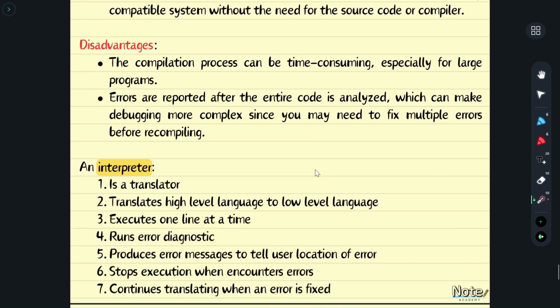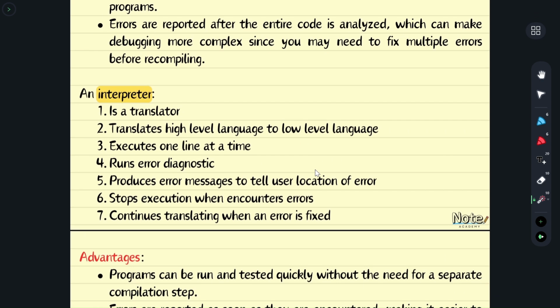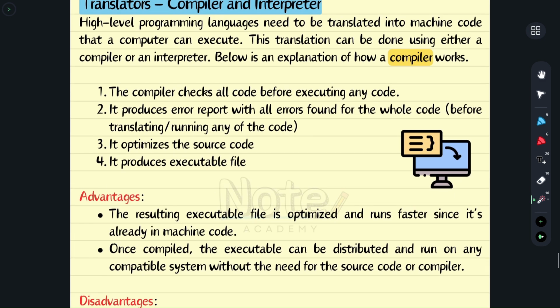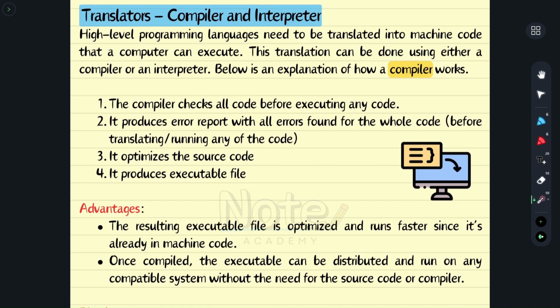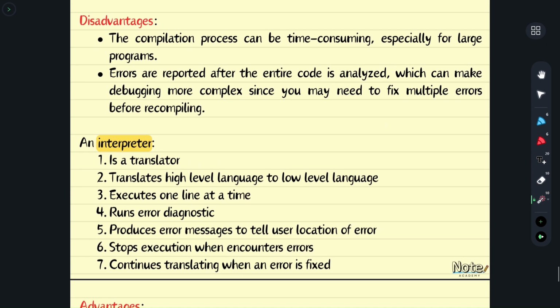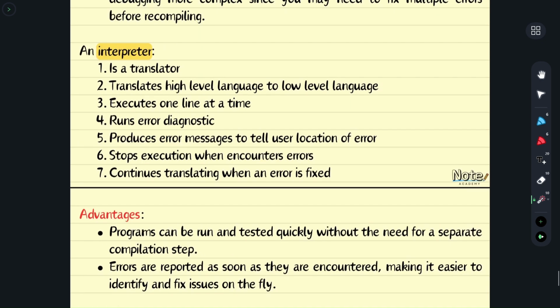So first of all, an interpreter is basically translating high level language to low level language one line at a time. Over here you can see that the compiler takes the whole file at the same time and converts it at the same time. However, an interpreter is actually converting and executing the program one line at a time. Next, you can see that it will then run an error diagnostic.